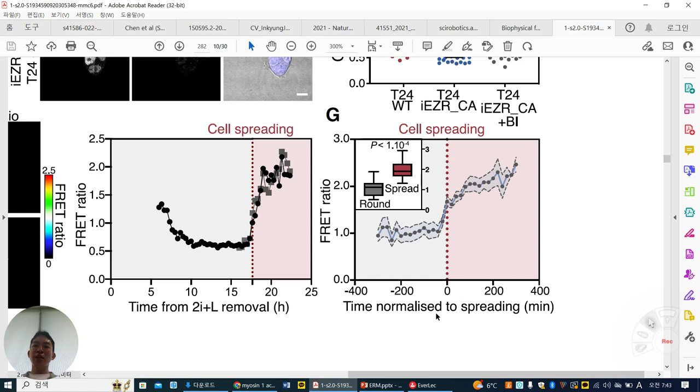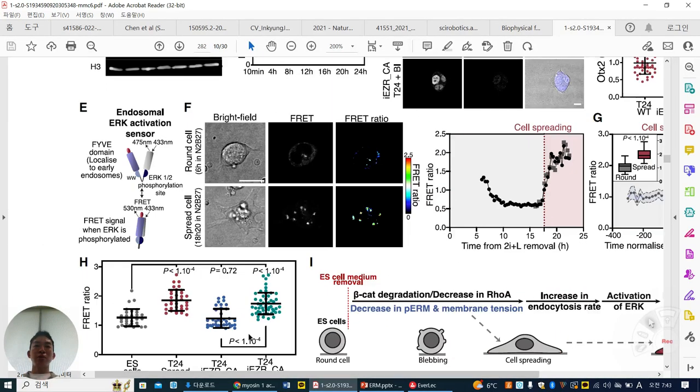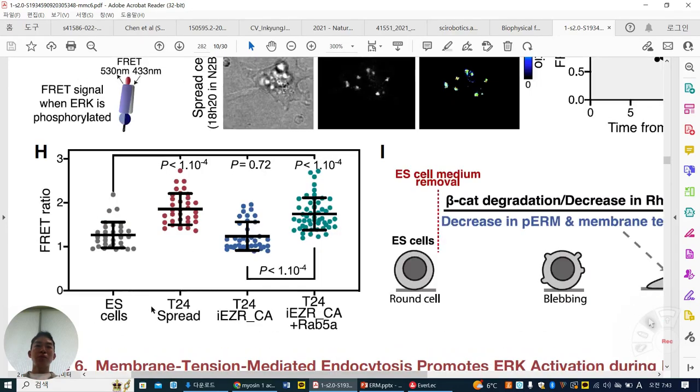And then this is their another normalization. So also here, ESL with high stemness has low ERK signaling. When they are differentiated, high ERK signaling. When they enhance the azurin cell membrane tension, low ERK signaling. Here, they added the endocytosis increase, high ERK signaling.